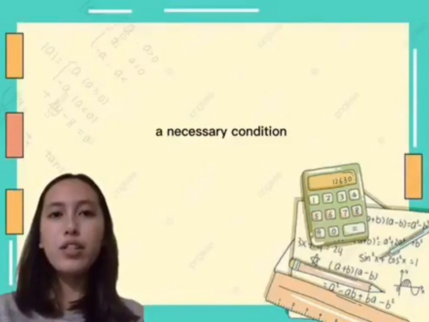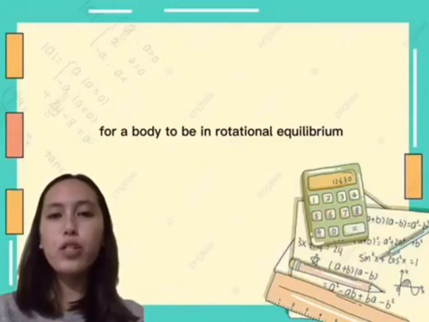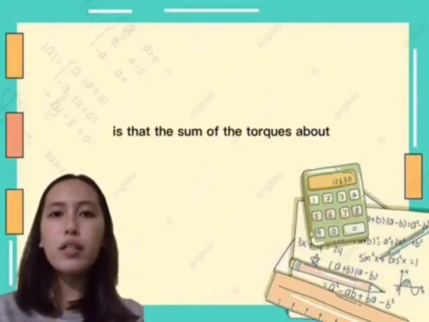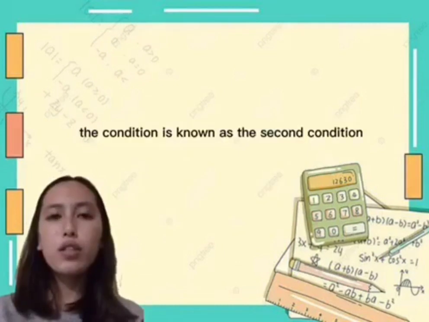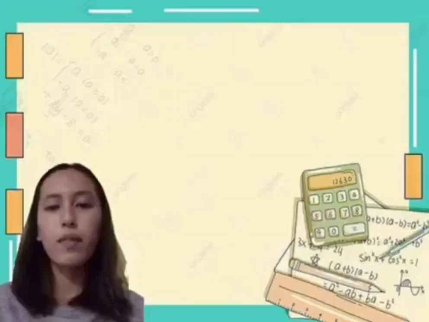A necessary condition for a body to be in rotational equilibrium is that the sum of the torques about any pivot must be zero. This condition is known as the second condition for equilibrium.